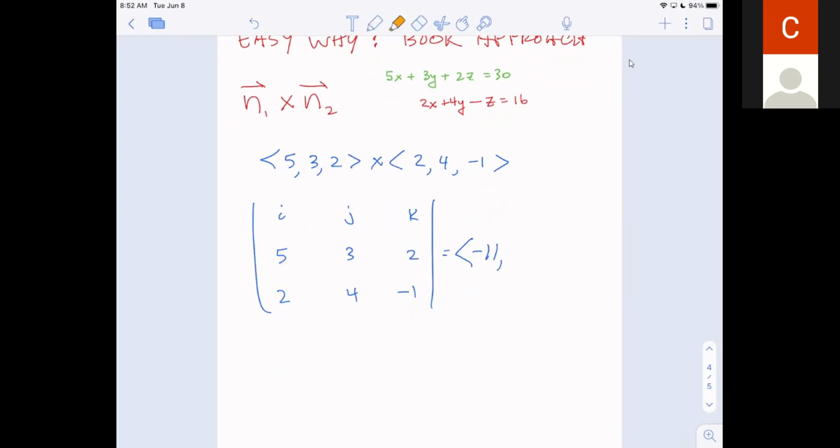Then I do that again, except for 5 times -1 is -5 minus 4. -5 minus 4 is -9. But remember, you change the sign of that. So that would actually be +9. And last, if I cross out this row, then I get 5 times 4, which is 20, minus 6, which is 14. I don't have to do anything to that. So that's 14. So there, I found the cross product.